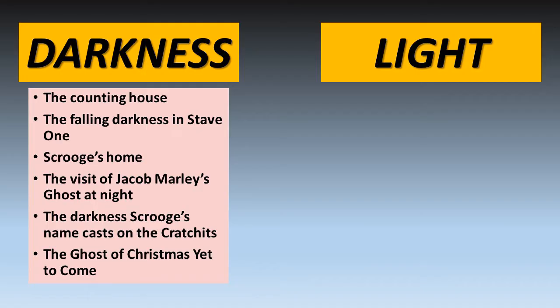Darkness is cheap and Scrooge liked it. The visit of Jacob Marley's ghost comes at night. We've got the darkness that Scrooge's name casts on the Cratchits, and the ghost of Christmas yet to come is also associated with darkness. So darkness is a recurring motif throughout the novel.